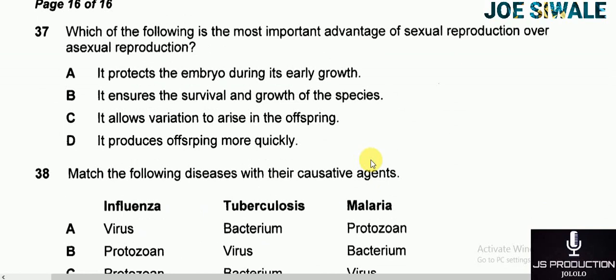Question 37 reads, which of the following is the most important advantage of sexual reproduction over asexual reproduction? A, it protects the embryo during its early growth. B, it ensures the survival and growth of the species. C, it allows variation to arise in the offspring. D, it produces offspring more quickly. So here my answer is C, it allows variation to arise in the offspring.